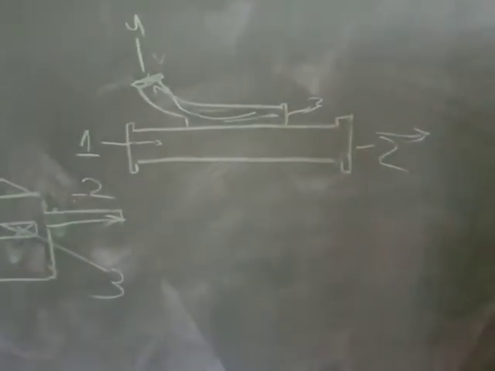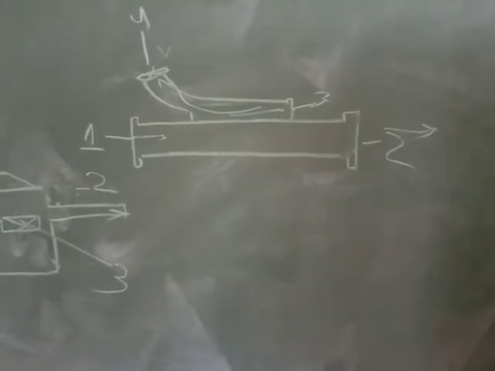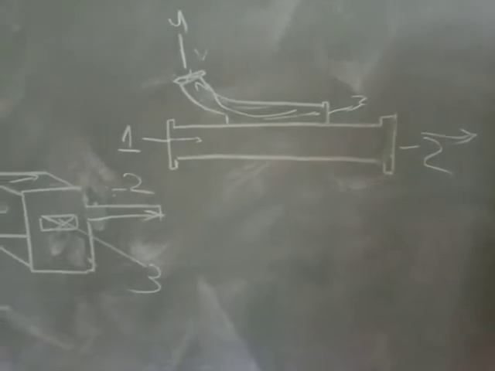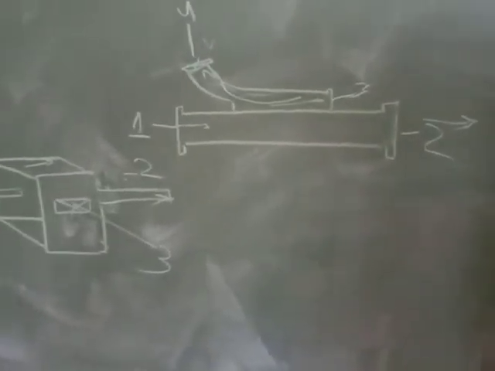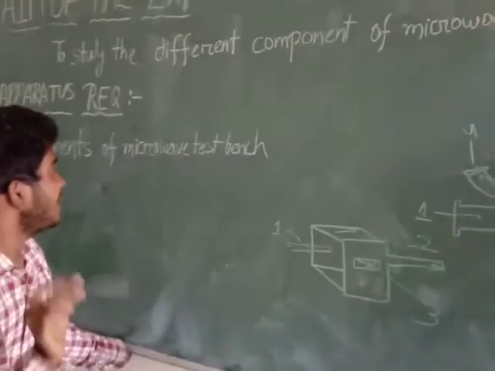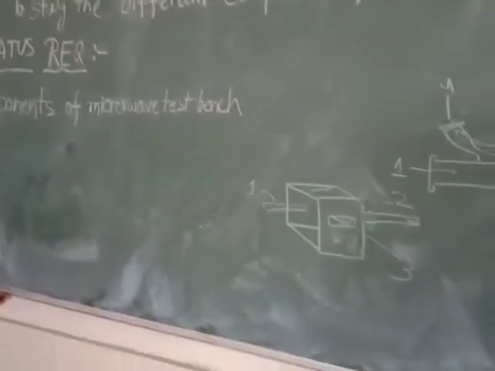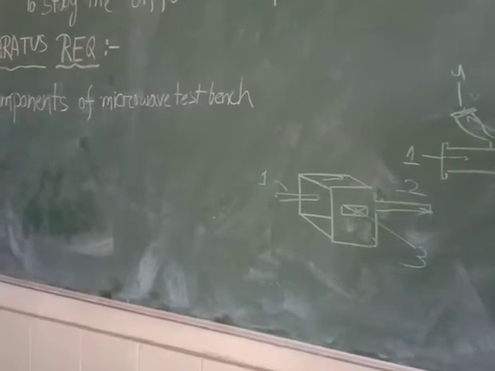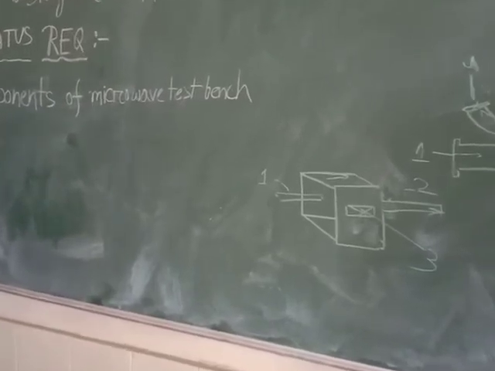These are the two pieces of equipment in the microwave test bench that are not available in our lab. These are the basic components of the microwave test bench. By these we measure VSWR, HWR, and different types of experiments use these components generally.